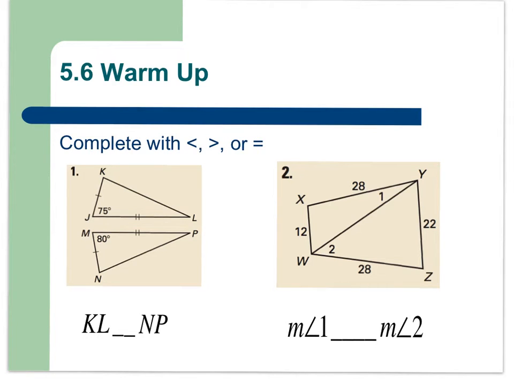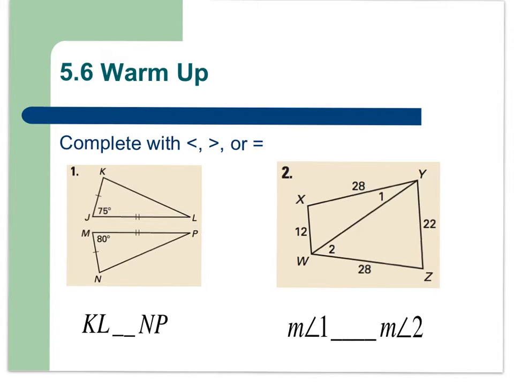Okay, so in 5-6 we talked about the hinge theorem and the converse of the hinge theorem. The hinge theorem is the one that says if you've got two pairs of congruent sides, and the angle between one of those is larger than the angle between the other, then the side opposite the larger angle is going to be bigger than the side opposite the smaller.